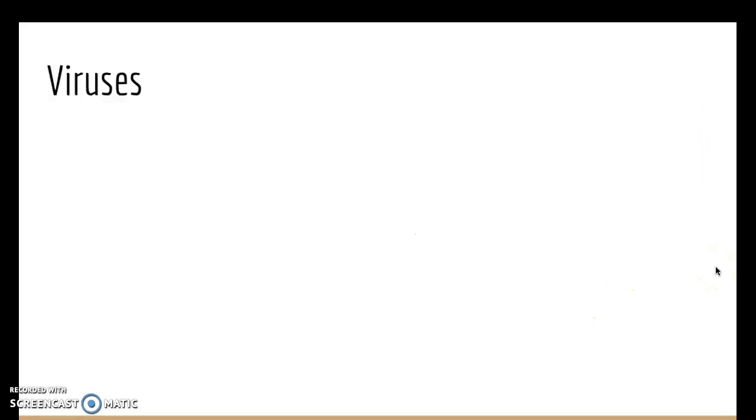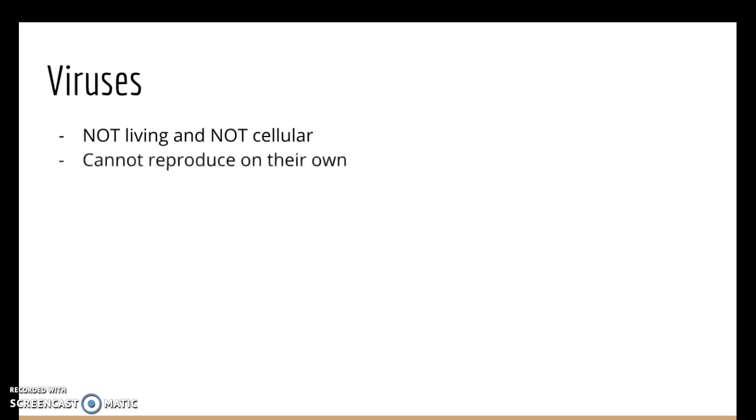Okay, so our next one we're going to talk about is viruses. Some common things with viruses: they're not living and they're not cellular. So that's important to know, the difference between bacteria and viruses. Bacteria are living things, viruses are not. Viruses cannot reproduce on their own. They need help. They do not use energy or need food. That's one of the characteristics of living things, that they obtain and use energy. Viruses aren't cellular and they're not living, so they don't have that quality.